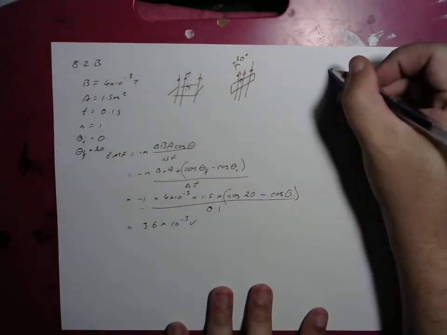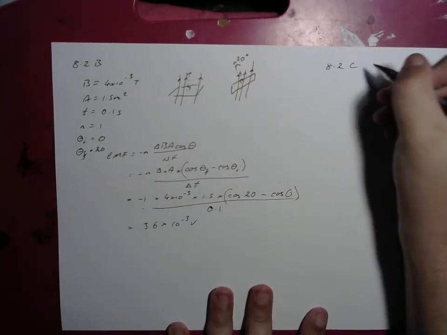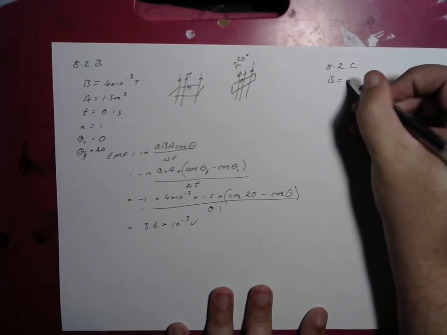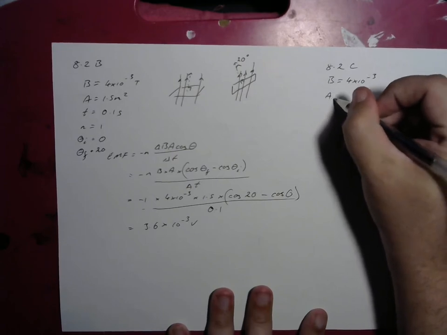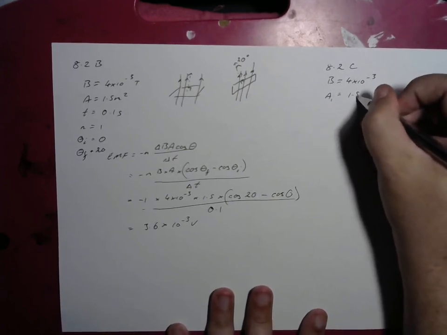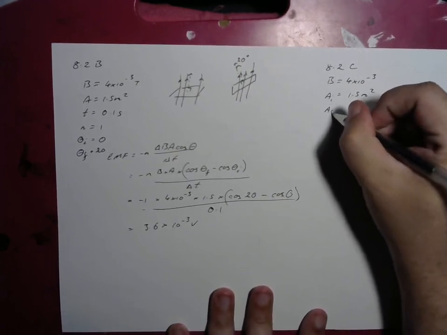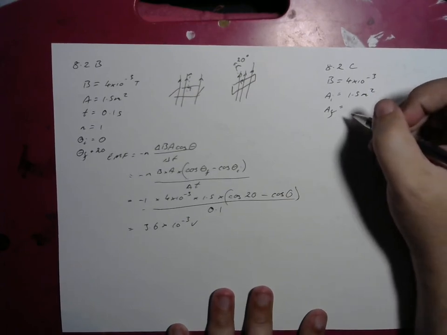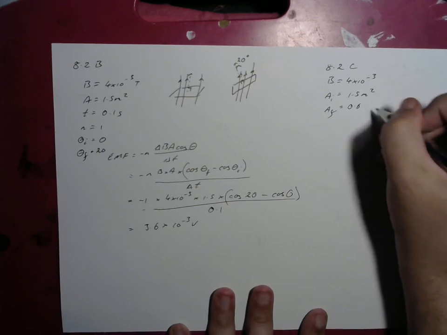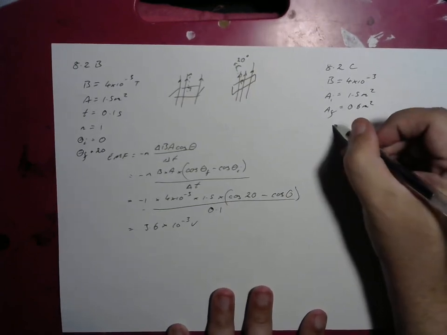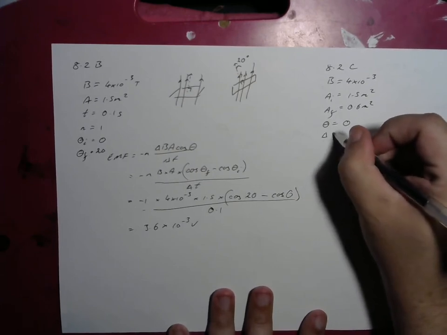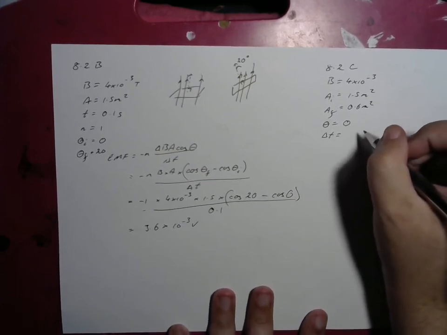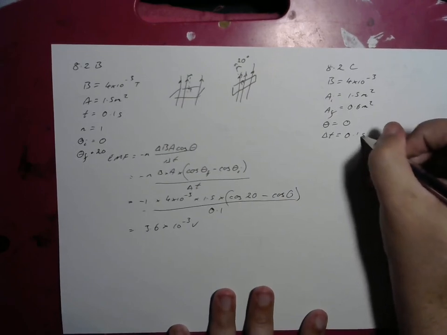I think I have enough room here. 8.2c. B equals 4 times 10 to the -3. A initial is 1.5 meters squared. A final equals 0.6 meters squared. Theta will equal 0. We're dealing with perpendicular again, and delta t equals 0.1 seconds.